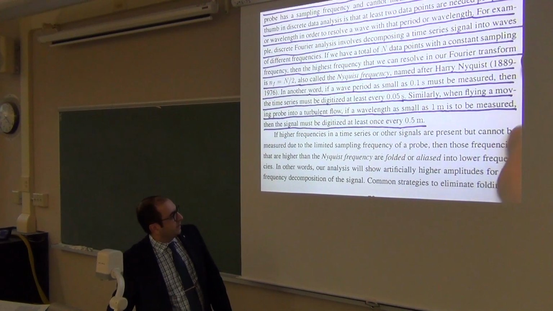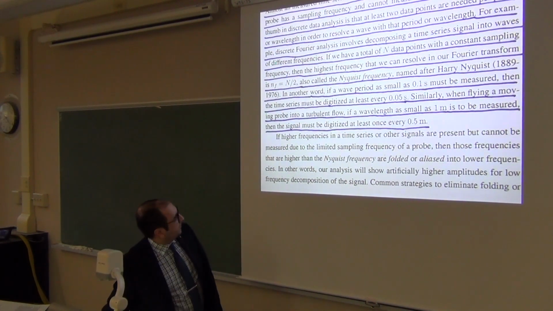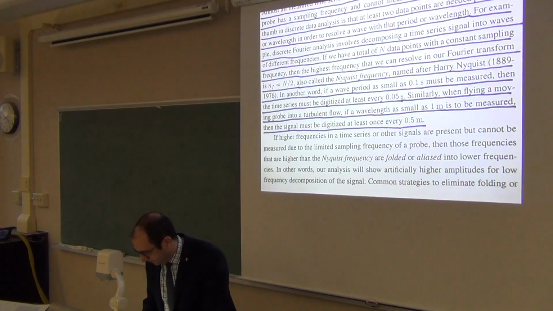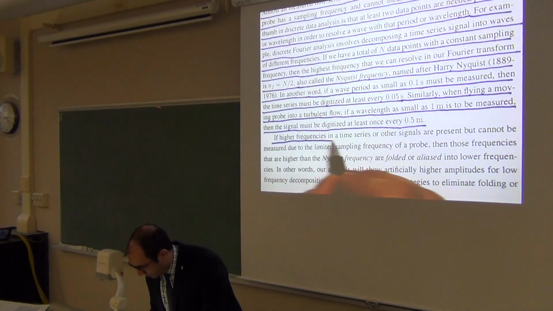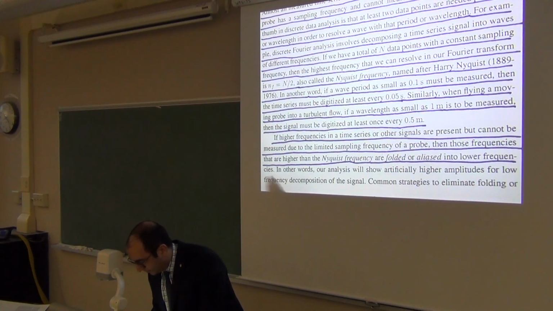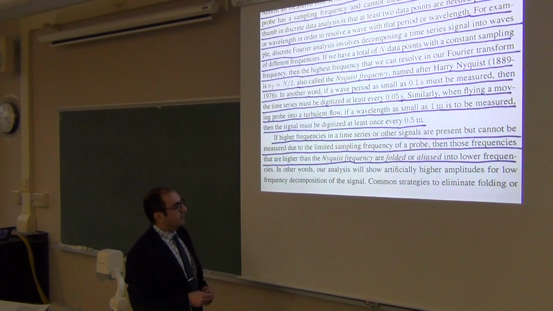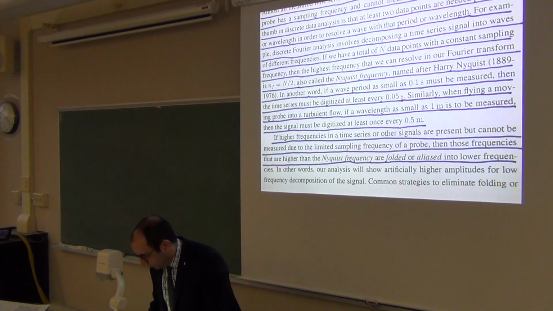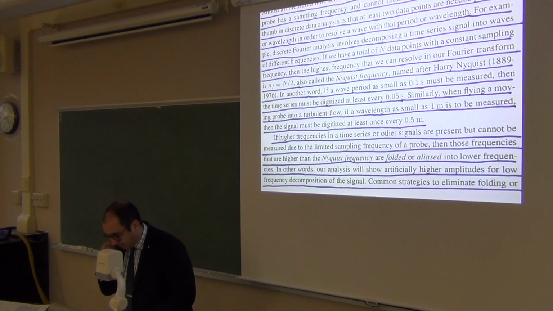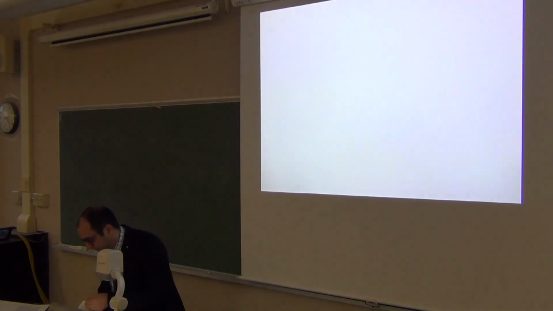Now, how does this relate to the symmetry in the Fourier transform? If higher frequencies of the time series are present, well, I cannot measure them due to the limited sample frequency. But those frequencies, higher than the Nyquist frequency, are folded or aliased. In other words, they are artificially measured and manifest themselves into the amplitudes of the lower frequencies, which I can measure. This is known as aliasing and folding. And I can show a picture of that phenomenon.